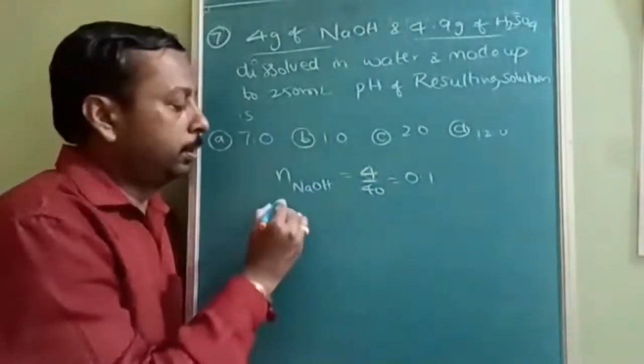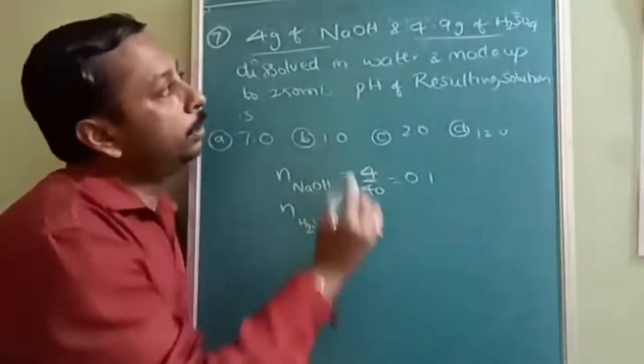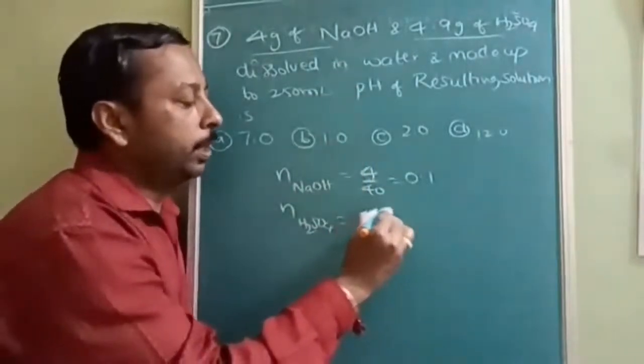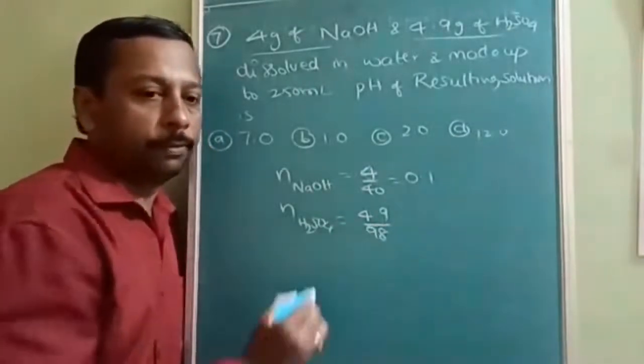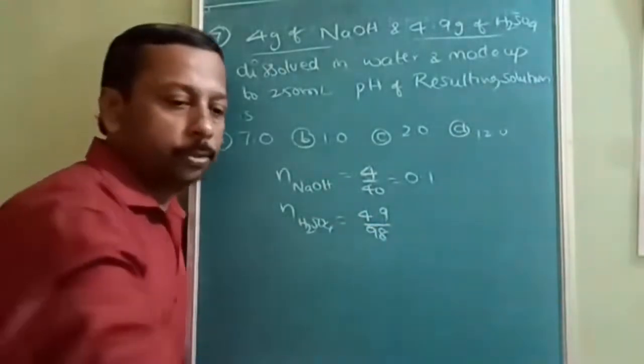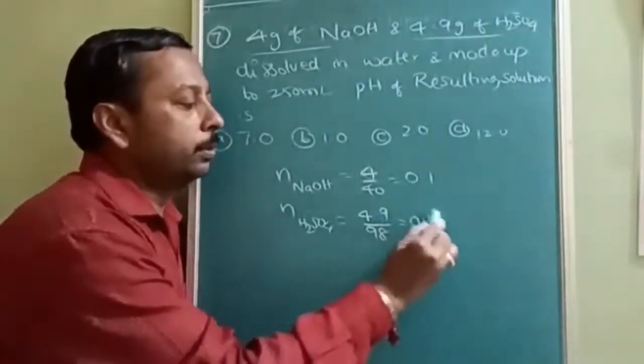Understood? Then the number of moles of H2SO4 will be 4.9 divided by 98. 98 is the molecular mass of sulfuric acid. So therefore it is going to have 0.05.